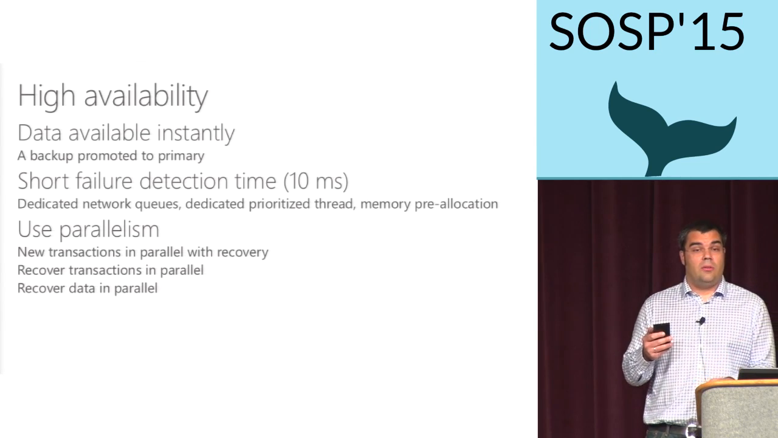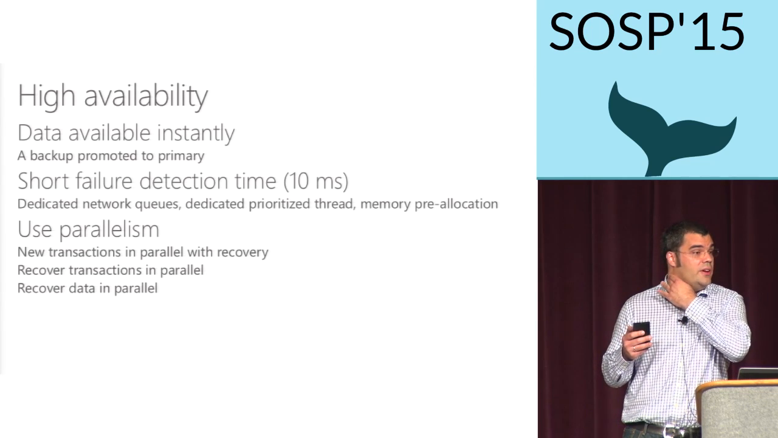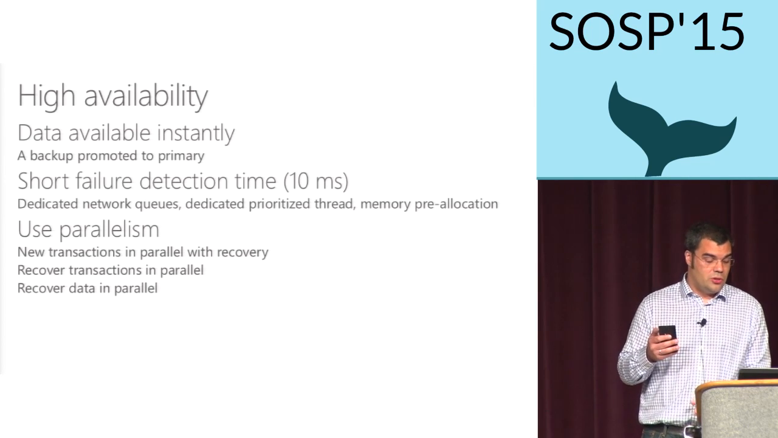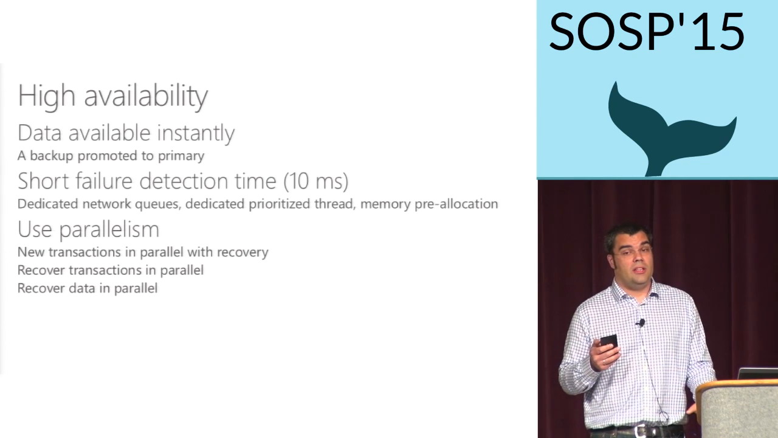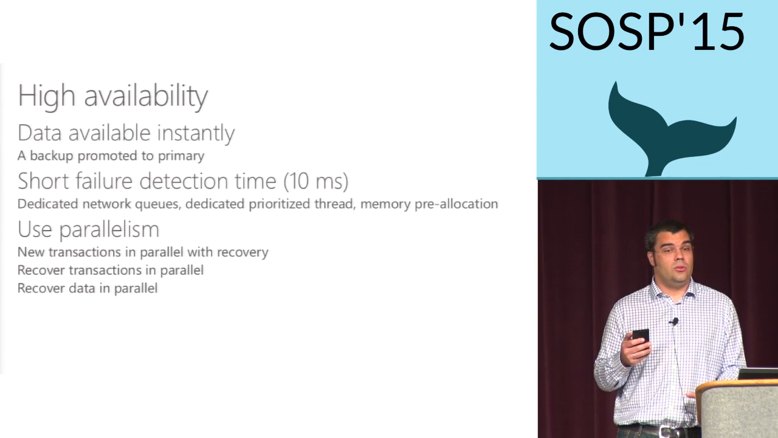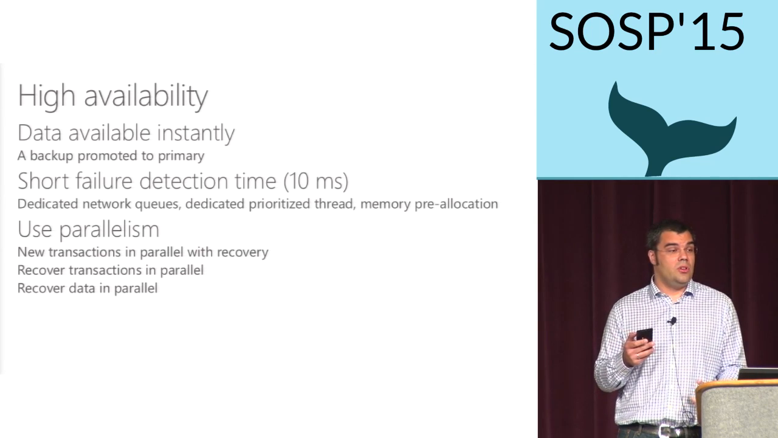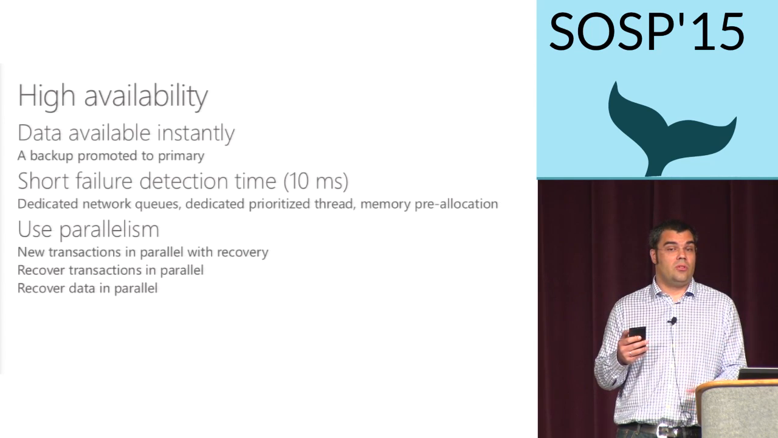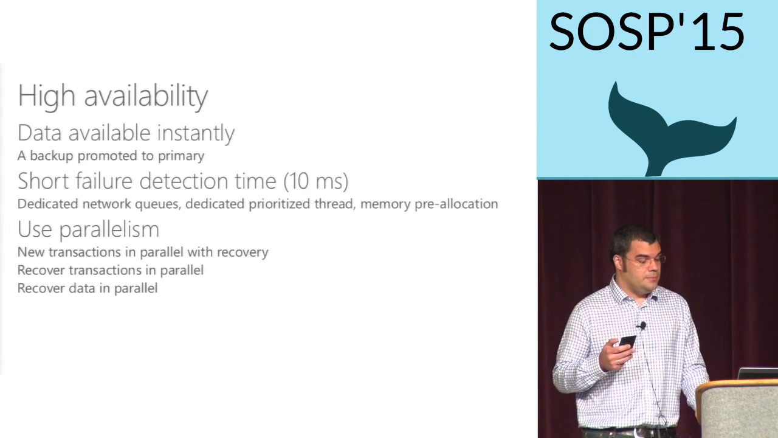In order to recover very quickly from failures, we also need to detect failures very quickly. So we optimized our failure detection quite a bit, and we use 10 millisecond leases, which is a lot shorter than what is used in other systems. We can do this in part because we have a very low latency network, but we also had to engineer the failure detection carefully to achieve this. For instance, we use dedicated network queues to avoid contention at the network. We use dedicated high priority threads to avoid contention at the CPU or from the OS, and we also pre-allocate all memory needed for this to avoid any interference from memory allocation.